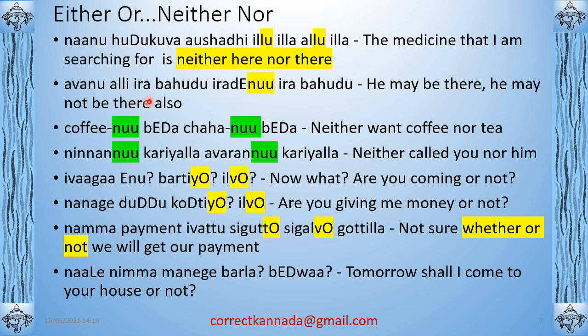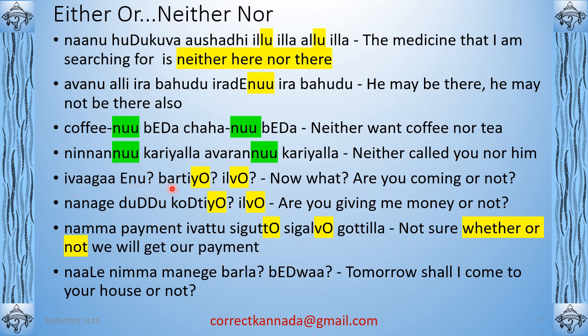Okay, here ಅವನು ಅಲ್ಲಿ ಇರಬಹುದು. He may be there. ಇರದೇನೂ ಇರಬಹುದು means he may not be there also. This nu is used for also. Right? Then ಕಾಫಿನೂ ಬೇಡ, ಚಹಾನೂ ಬೇಡ. Chaha means tea in Kannada. So ಕಾಫಿನೂ ಬೇಡ, ಚಹಾನೂ ಬೇಡ. Here you're saying I neither want coffee nor tea. Then ನಿನ್ನನ್ನೂ ಕರೆಯಲ್ಲ, ಅವರನ್ನೂ ಕರೆಯಲ್ಲ. Neither you are being called nor he is being called. ಕರೆಯಲ್ಲ means not called.